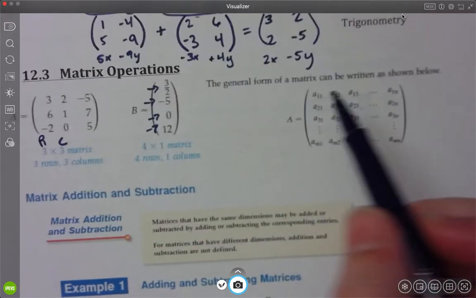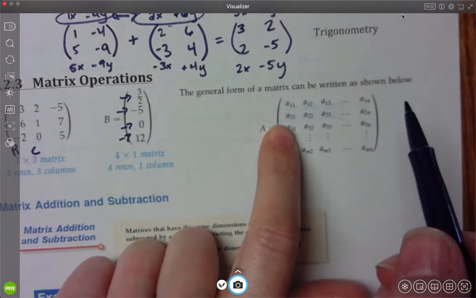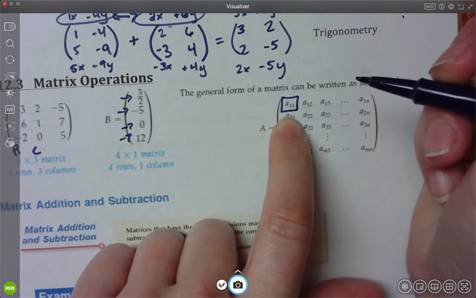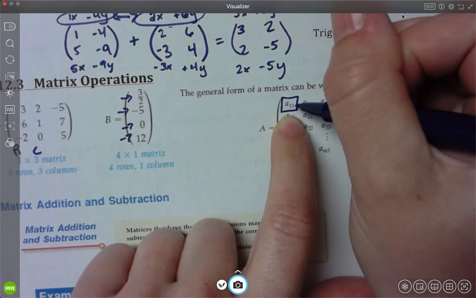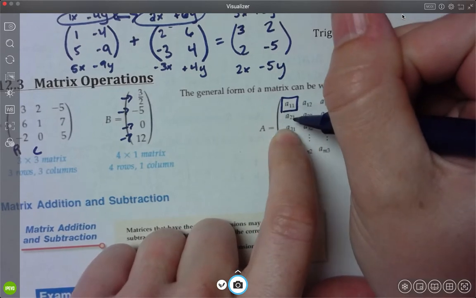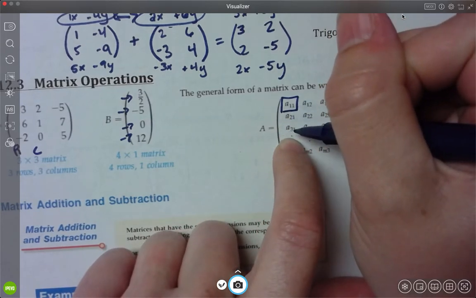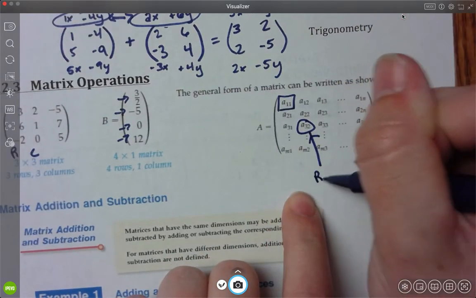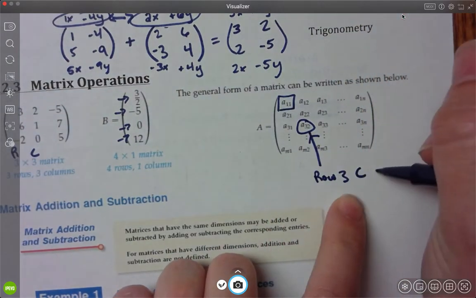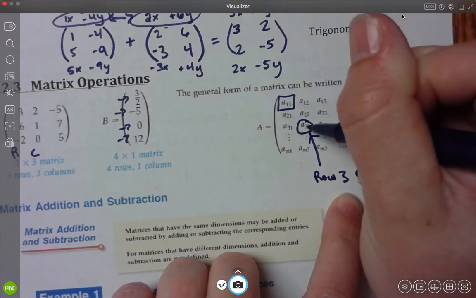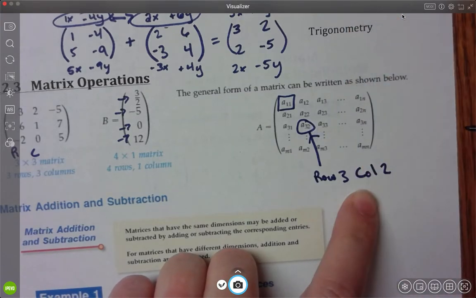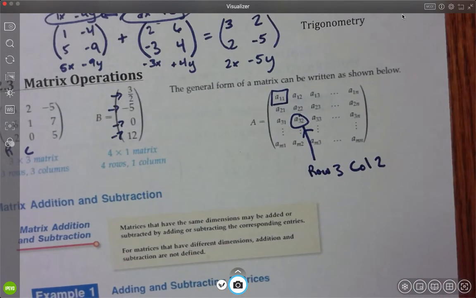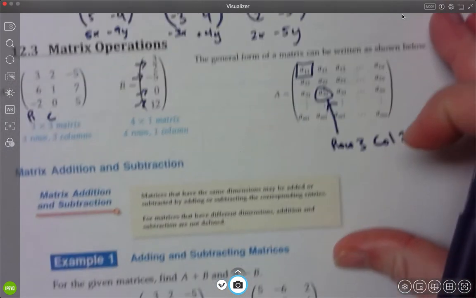So what they do a lot of times here is for a matrix, they denote this number here as A11. This means row 1, column 1. This is row 2, column 1, row 3, column 1. So this guy right here would be row 3, column 2, right? A32 means row 3, column 2. You always list the row first, okay? And so on and so forth. So they would denote those that way, okay?